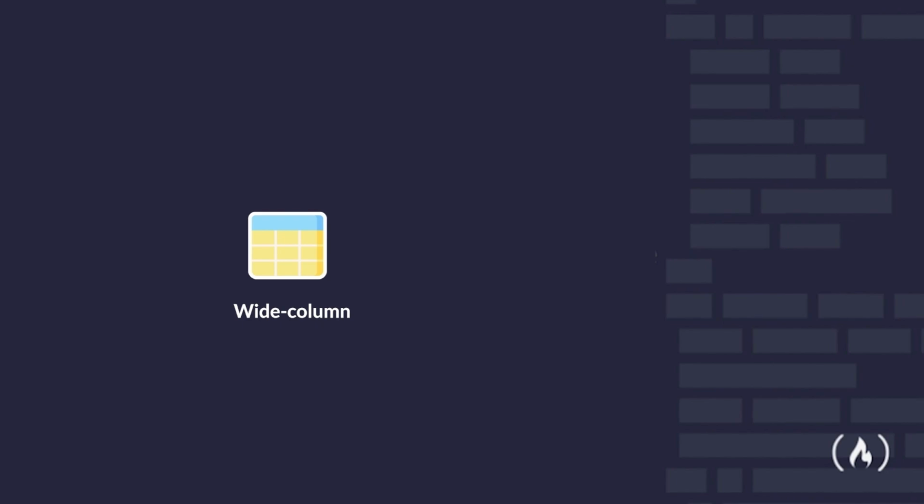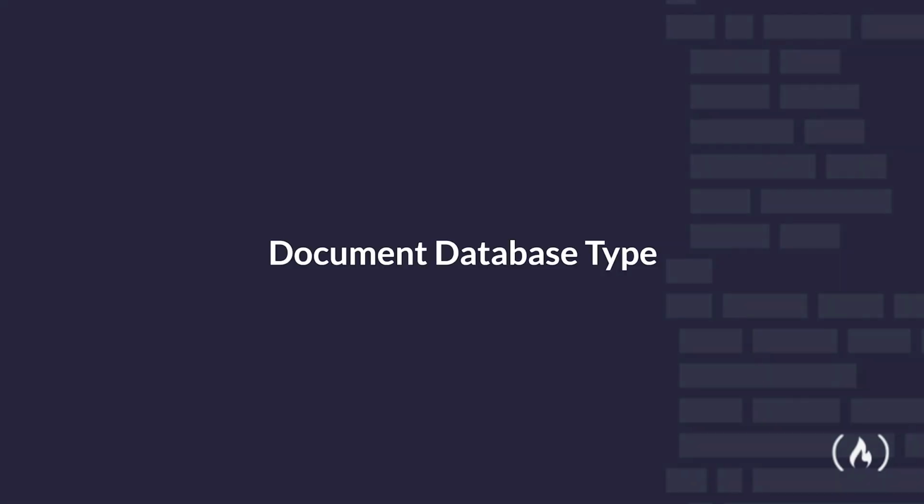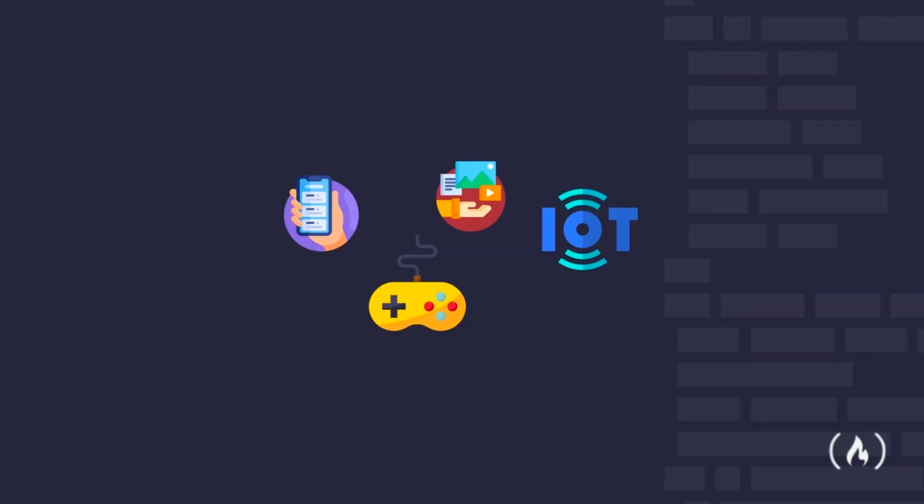Now, the next non-relational database type we're going to look at is the document database type. Document databases are popular with mobile apps, content management, games, some IoT scenarios, anywhere where you aren't quite sure how your data is going to be structured.